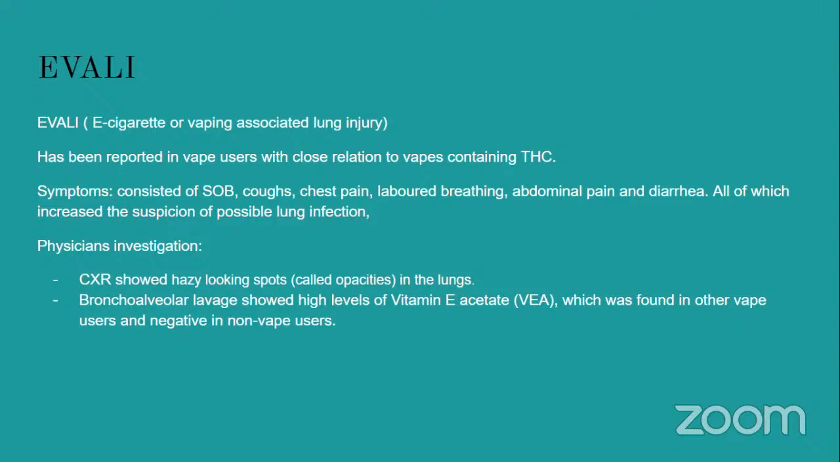Therefore, physicians started investigating with chest x-rays at first, and we saw hazy-looking spots or opacities in the lungs. A bronchoalveolar lavage was done, showing high levels of vitamin E acetate, which was only found in vapers' lungs, with the exclusion of other bacterial and viral infectious organisms.